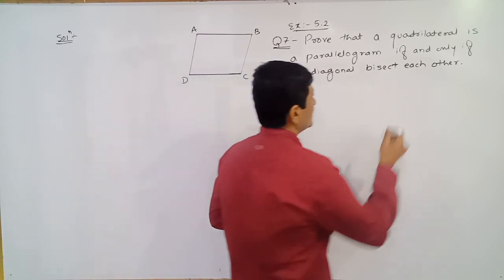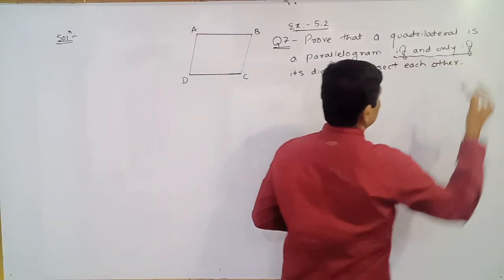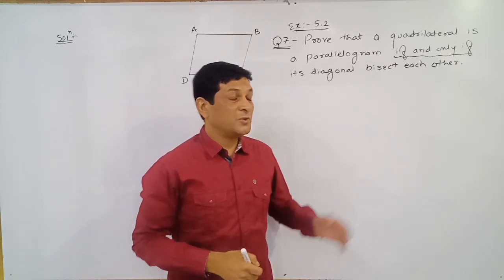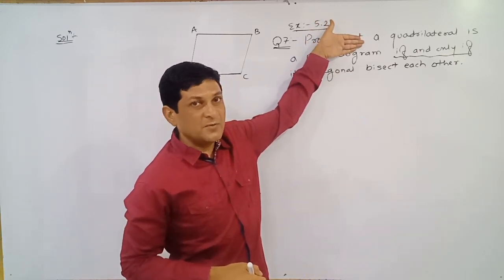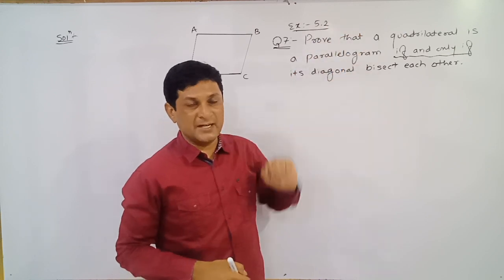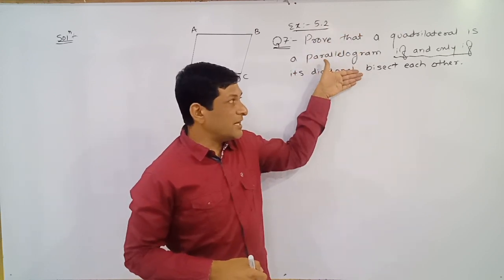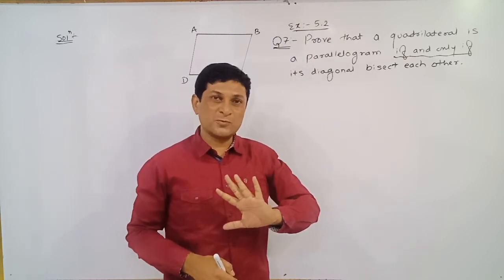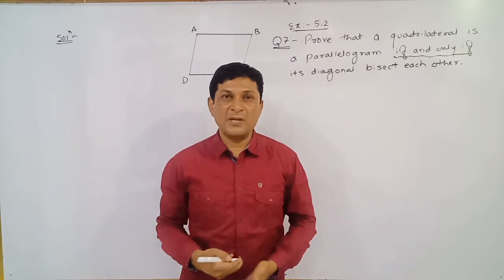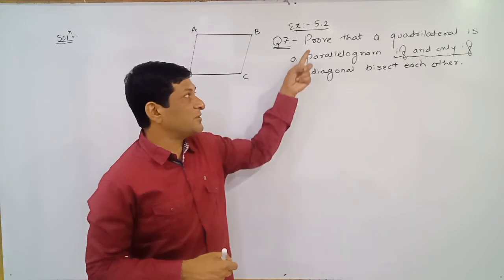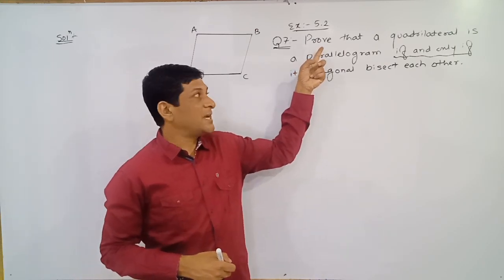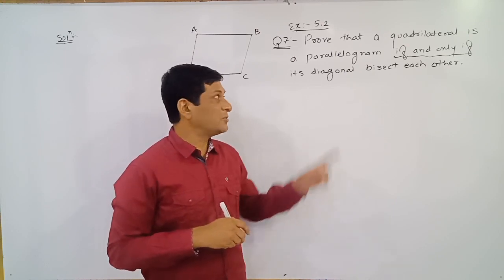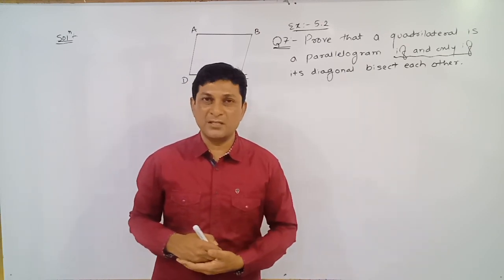Here two parts are connected by if and only if. Whenever two parts are connected by if and only if, at that time we have to consider the first part as a given condition, then prove the second. Then consider the second part as a given condition and prove the first. Here we have to prove the converse part also. Well, first we are considering the first part as the given condition, that a quadrilateral is a parallelogram, and using this we are trying to show that its diagonals bisect each other.